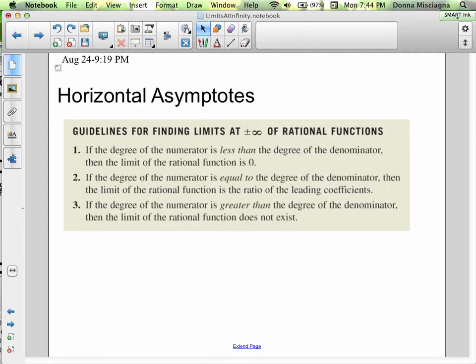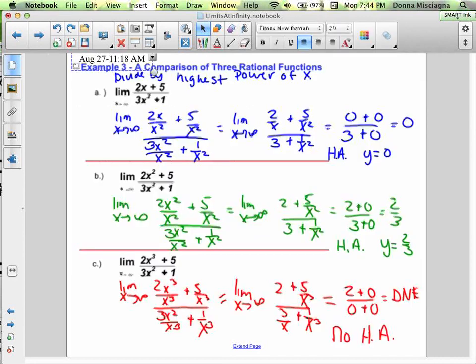So now let's look at the second guideline. If the degree of the numerator is equal to the degree of the denominator, then the limit of the rational function is the ratio of the leading coefficients. And we saw that in the second example. Notice that both the numerator and denominator are degree 2. The coefficient of the leading term in the numerator is 2. The coefficient of the leading term in the denominator is 3. Notice that our limit is 2/3, and that's also our horizontal asymptote.